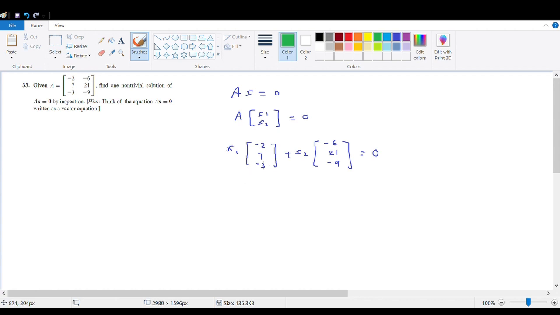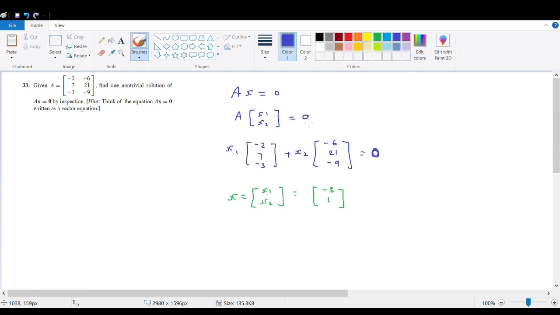minus 3 and x2 is equal to 1. Here we have x1 and x2, we said. So if x1 is equal to minus 3 and x2 is equal to 1, this will give us minus 3 multiplied by minus 6, which will be 6. 6 minus 6 will be 0. Then minus 3 multiplied by 7 is minus 21, plus 1 multiplied by 21, this will give us 0. Then minus 3 multiplied by minus 3 will be 9. 9 minus 9 will give us 0. This is the 0 vector, not a 0 element.